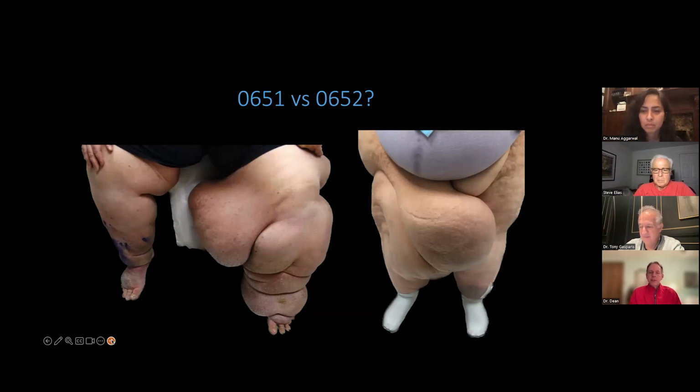And then the second issue would be, which I think Dr. Elias was referencing, what if you have an abdomen that looks like that, an abdominal panniculus? That's where the 652 device is going to be better, because you can affect change on that abdomen and clear some of that lymphedema within the abdomen before you start the leg sequence.